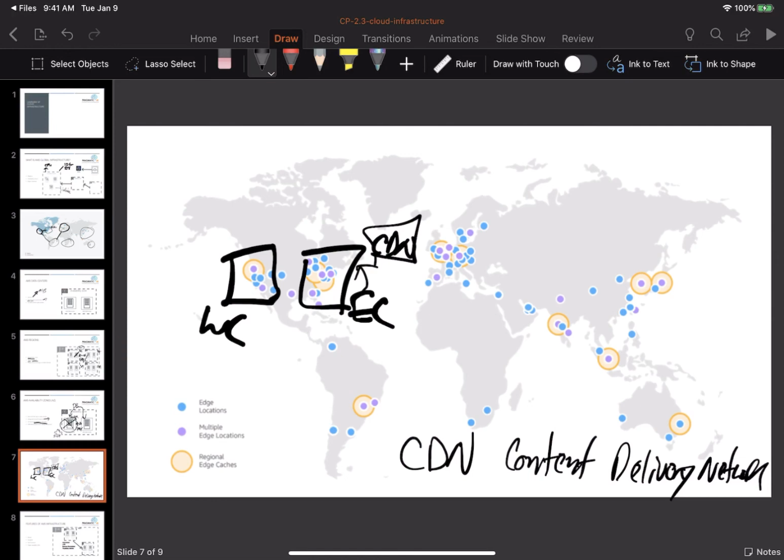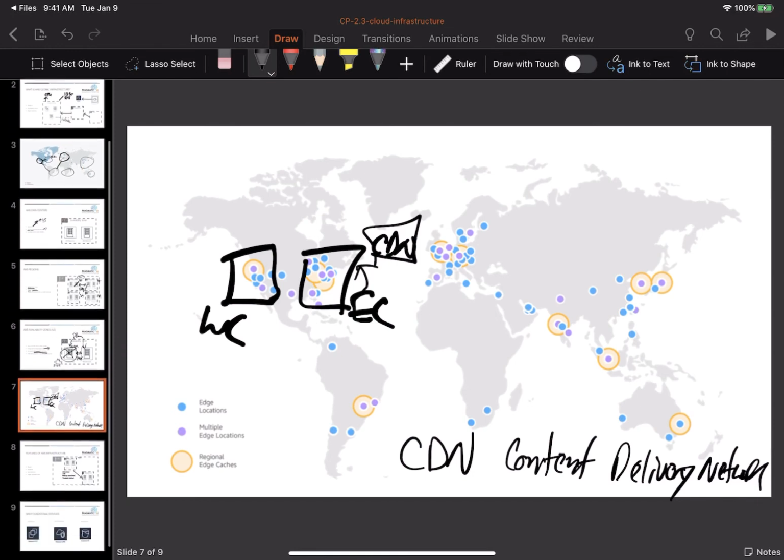And also, this is done through a DNS service. Route 53 can also give a request to the shortest possible location. So if you are using their DNS service, this is also one of the capabilities that it provides.